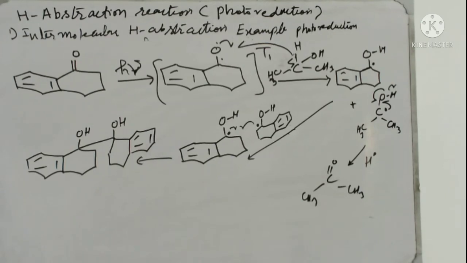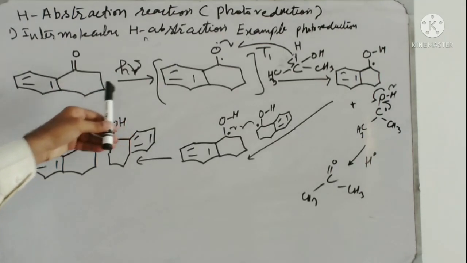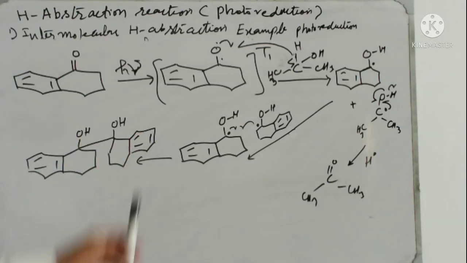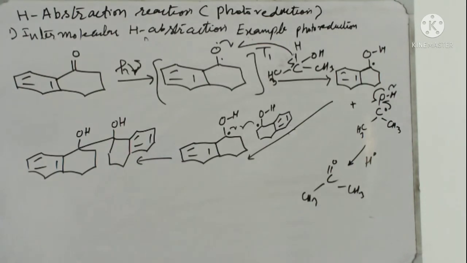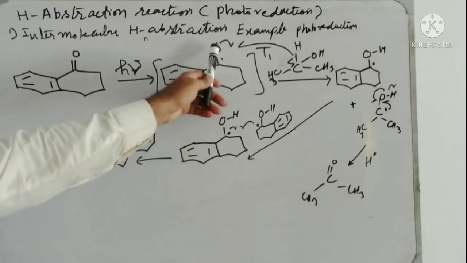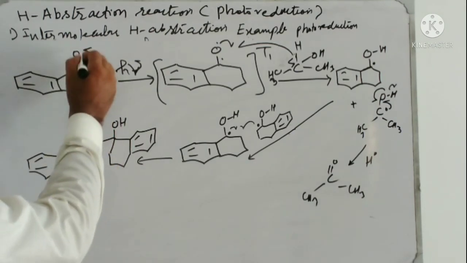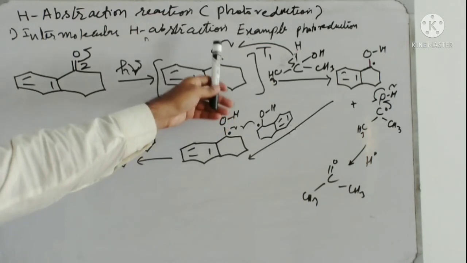This is another example of the photoreduction of carbonyl compounds. We have this type of ketone. When it is photoirradiated, it is first excited to the singlet state, and then through intersystem crossing it forms this triplet excited state. This alkoxy radical undergoes homolytic cleavage between these atoms to produce these two radicals, one radical here and one here.